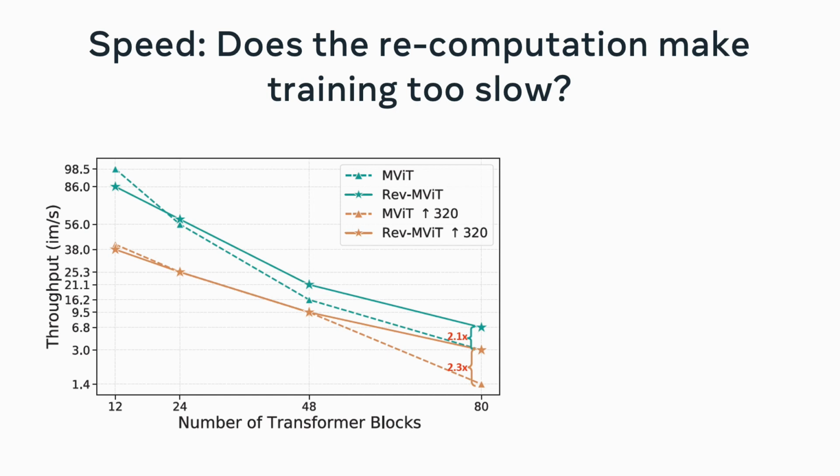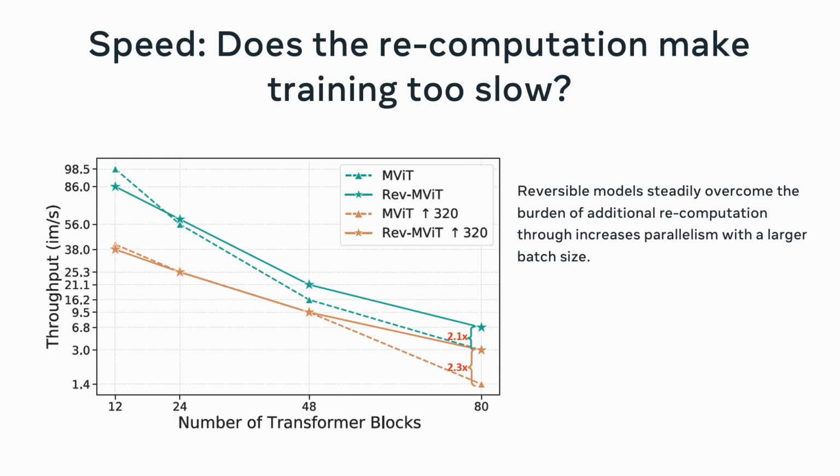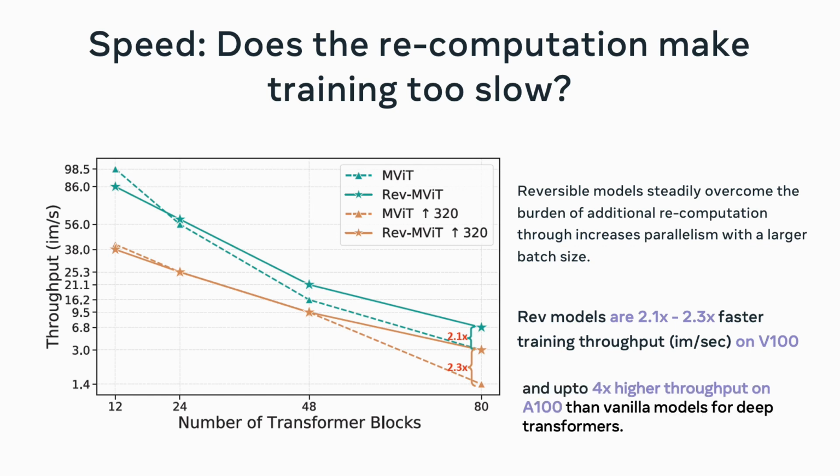Finally, on the training speed, we find reversible models to easily overcome the burden of additional computation through increased parallelism with a larger batch size. In fact, reversible models can go up to 2.1 to 2.3x faster in training throughput on a V100 for sufficiently deep models and up to 4x higher training throughput on an A100 compared to corresponding vanilla models.